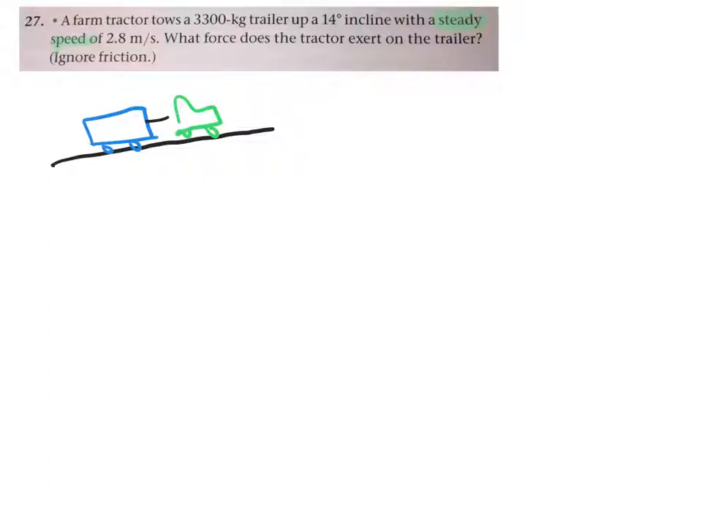acceleration. So if we consider just the trailer and ask what forces act on it, we would have the weight pulling directly downward, a normal force pointing out of the incline, and the tractor pulling up the incline. And these three things should add to zero. Here we're ignoring friction, as they told us. So these are the three forces.